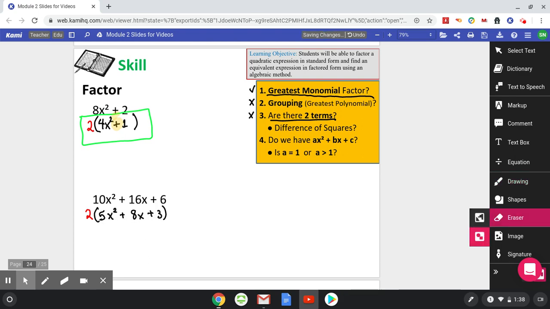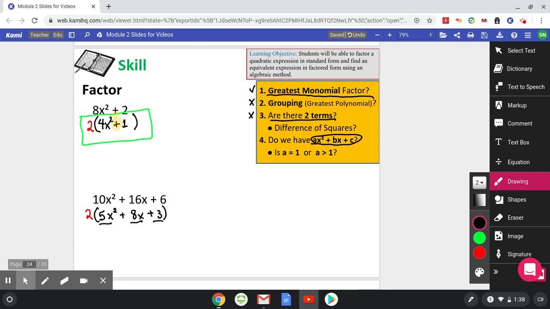Now we have to see if step 4 applies. So do we have something in the form of ax squared plus bx plus c? We do. This is the ax squared, this is the bx, and this is the c. Therefore, we will be attempting step 4. As you can also see, a is 5. That is bigger than 1. We will be attempting it with an a bigger than 1.